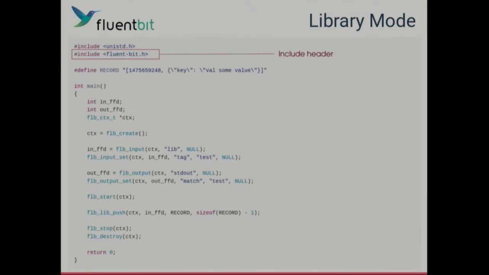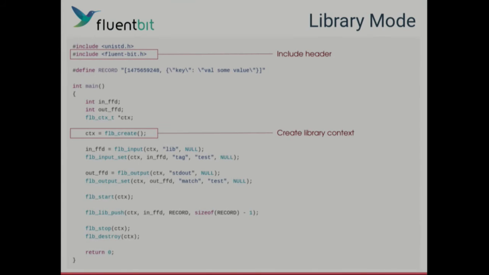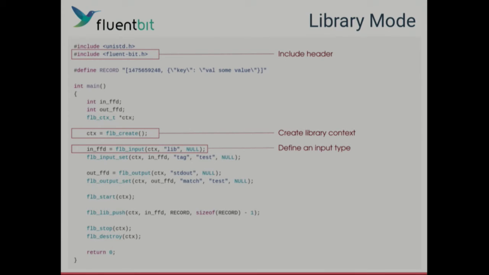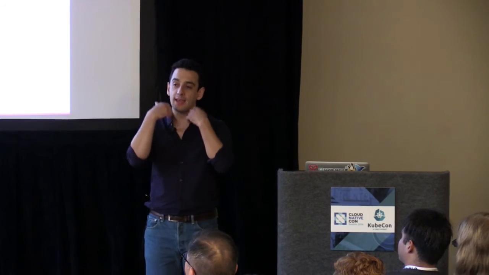In the first line, we just include the header. We create a context of the library. FLB is the prefix for Fluent Bit. Then we define an input type because Fluent Bit needs to collect data from somewhere. We're going to use the lib, or library, mode, which means that my own application is going to ingest data into Fluent Bit.